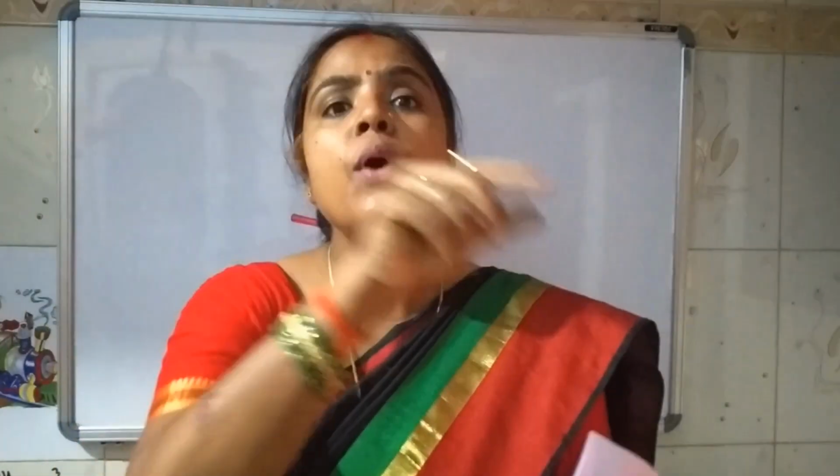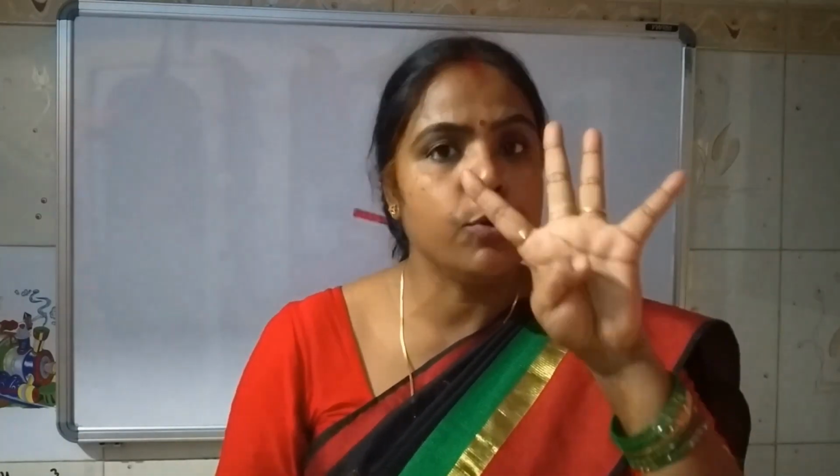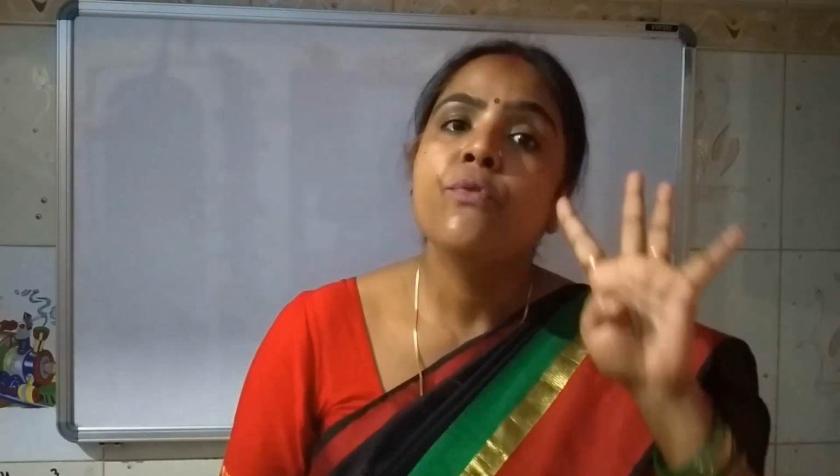A rectangle has two opposite sides equal, this one and this one, so it has two lines of symmetry. And the square has all sides equal, all four sides, so it has four lines of symmetry.